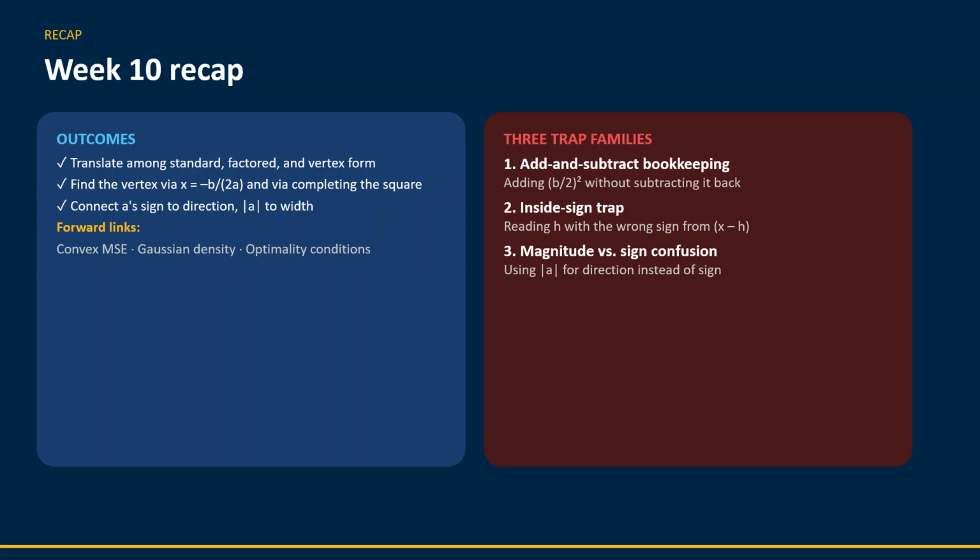Watch out for the 3 trap families: sign errors when reading h from vertex form, arithmetic slips in completing the square, especially with non-monic quadratics, and form confusion, mixing up what each form tells you.